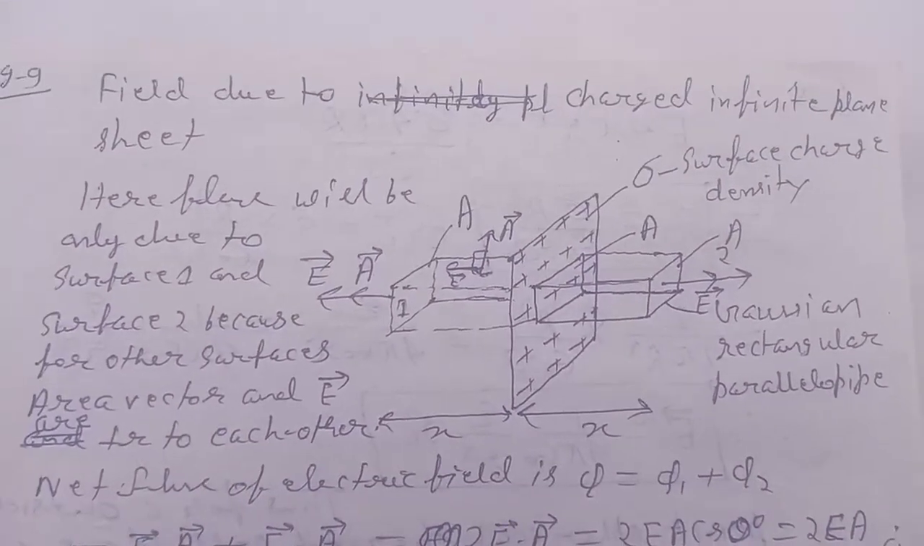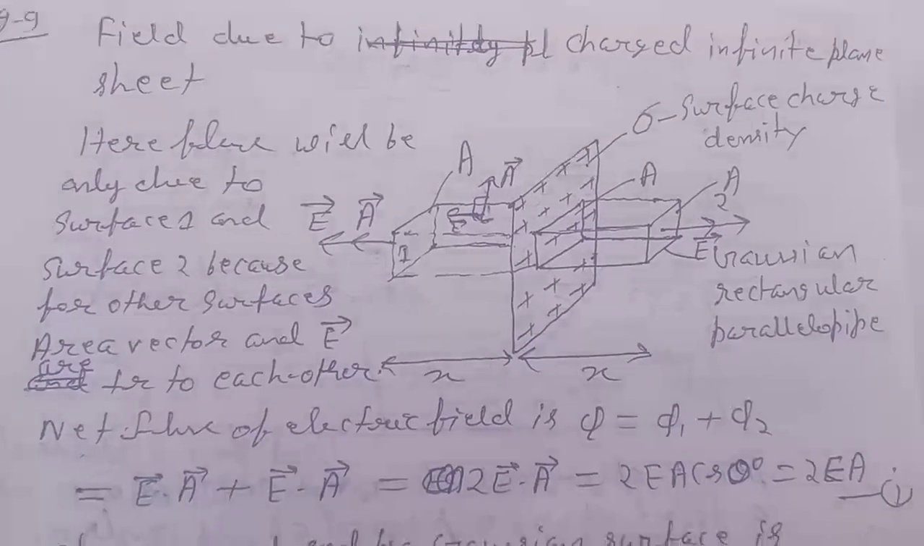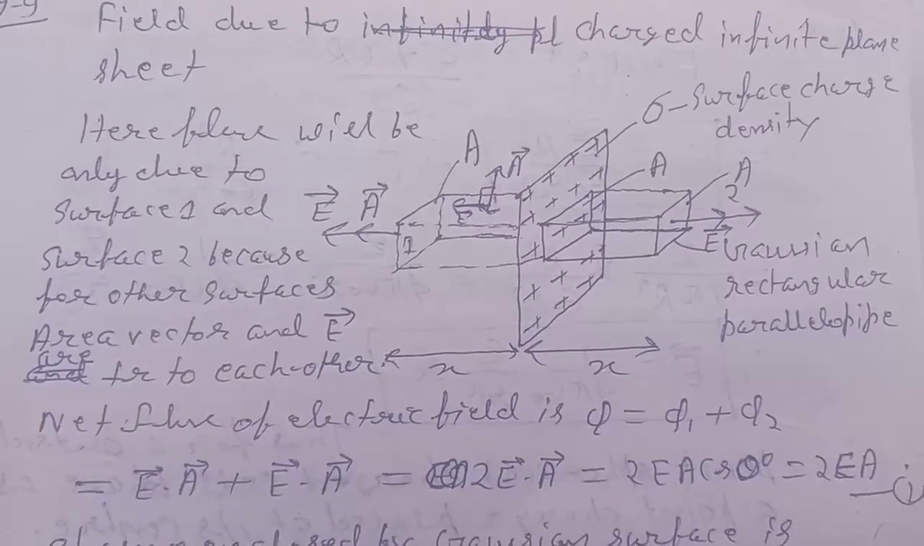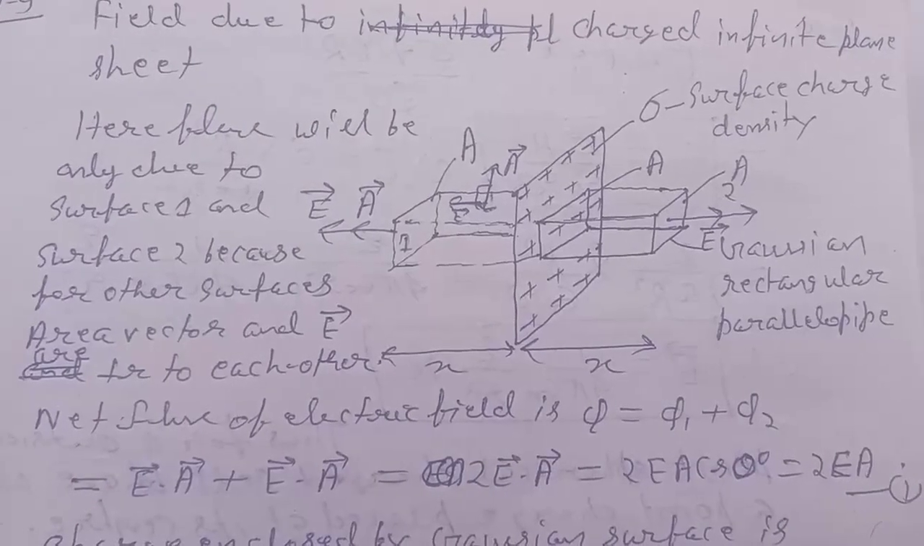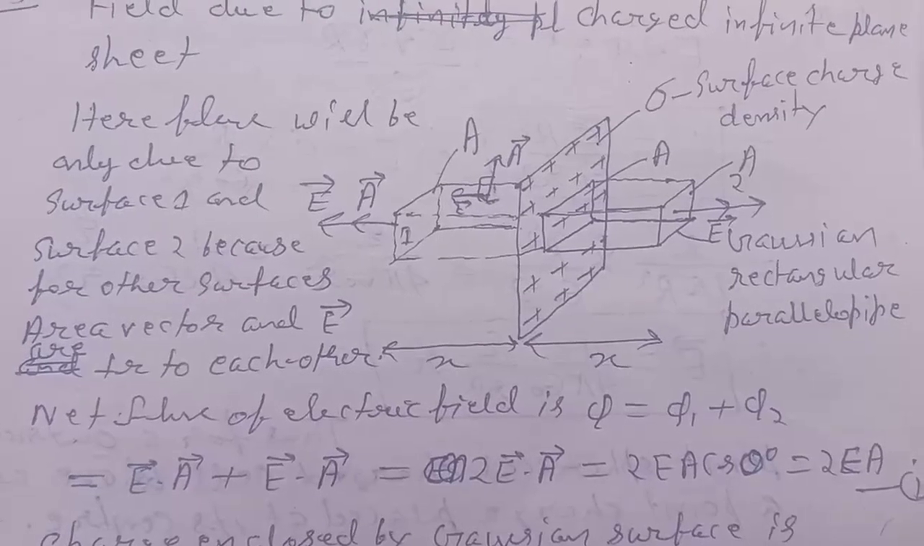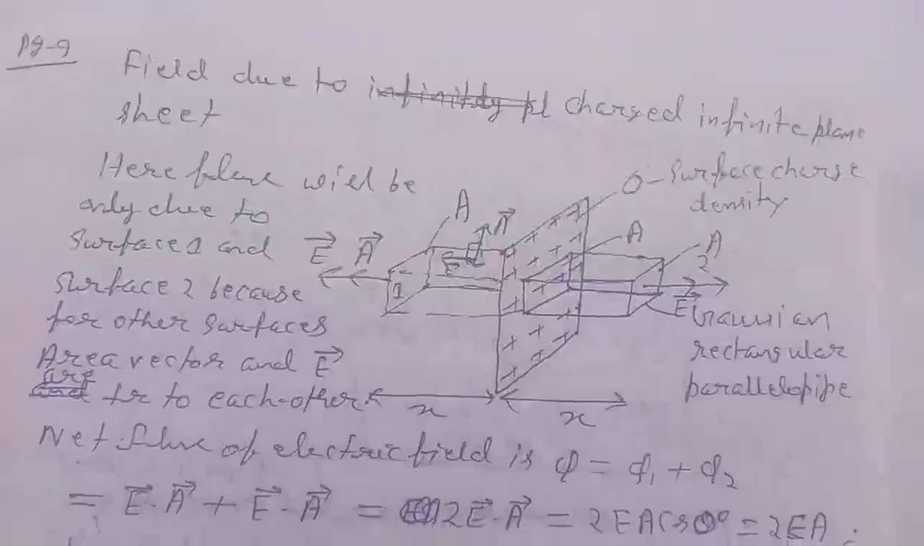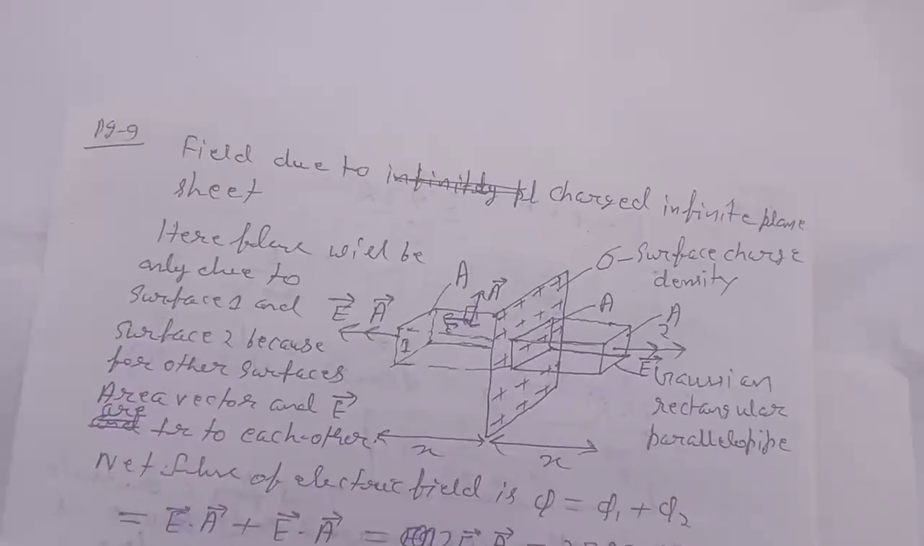Field due to a charged infinite plane sheet. Here the field will be only due to surface 1 and surface 2, because for the other surface the area vector and E vector are perpendicular to each other. Here you see the Gaussian surface.